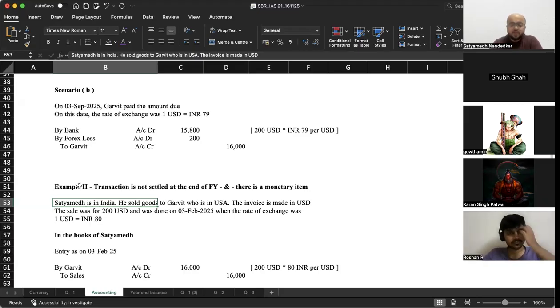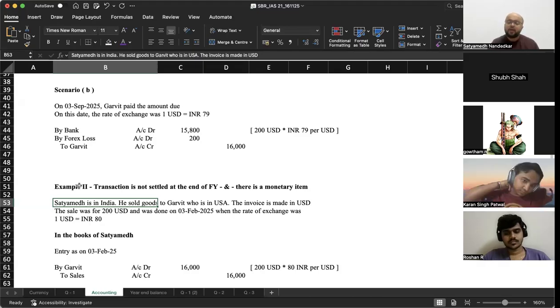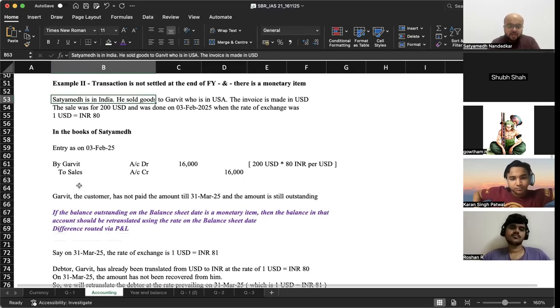Correct? So Satyamit is in India. He sold goods to Garvit, who is in USA. Okay, on 3rd Feb the sale happened, $200, exchange rate was $1 equal to 80. So how much of a receivable are you recording? You are recording 200 into 80, that is 16,000 as the receivable. Now the situation is that the customer has not paid the amount till 31st of March 2025. The year comes to an end.